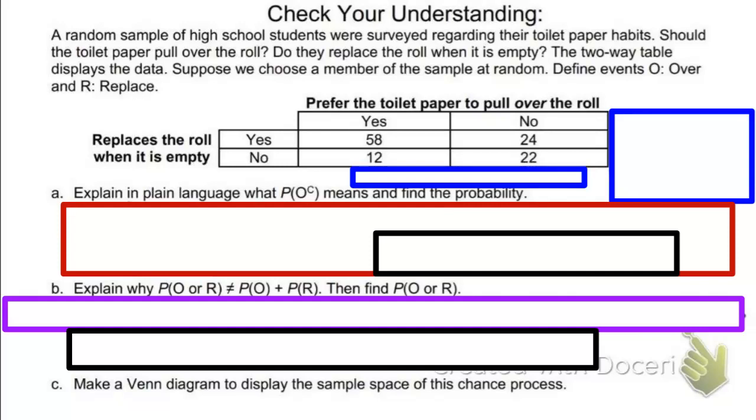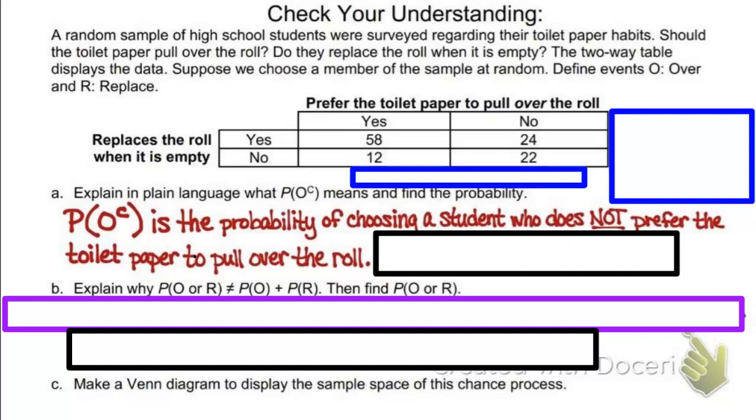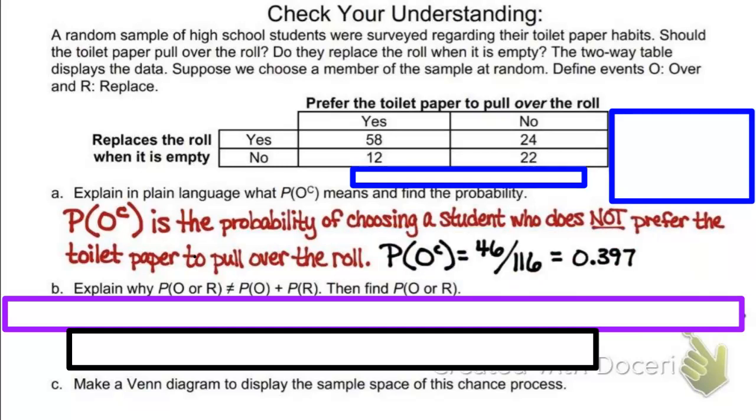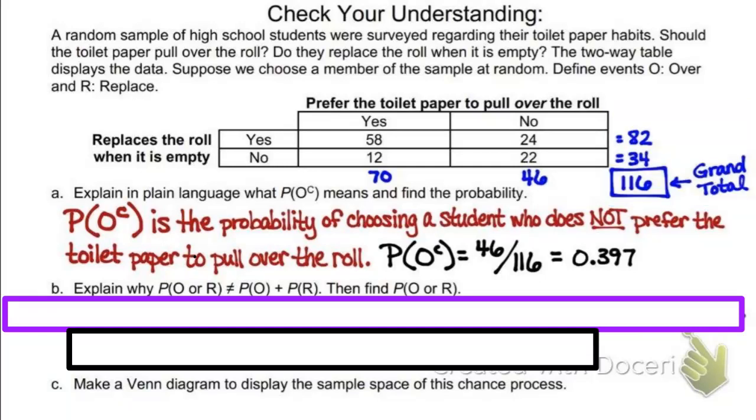All right, in plain language. The probability of O complement is the probability of choosing a student who does not prefer the toilet paper to pull over the roll. And then it said to find the probability. That would be 46 out of 116, which you had to do a little bit of addition to find. You had to add up everybody in that no column. Grand total was 116.